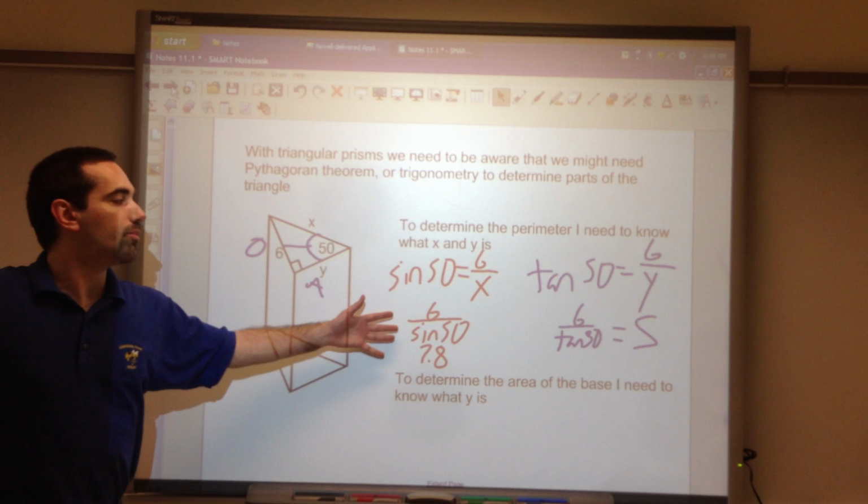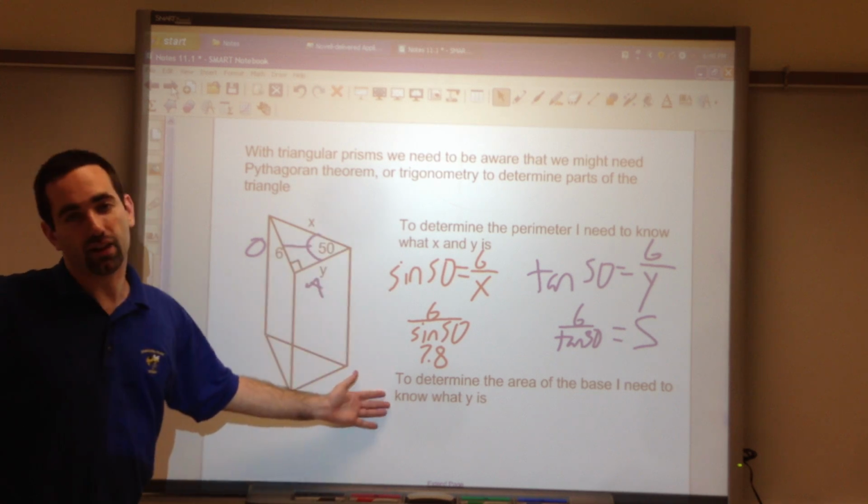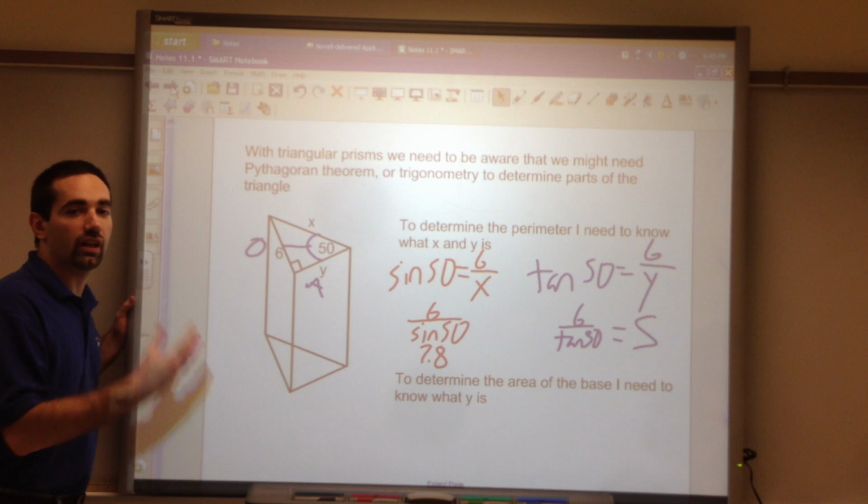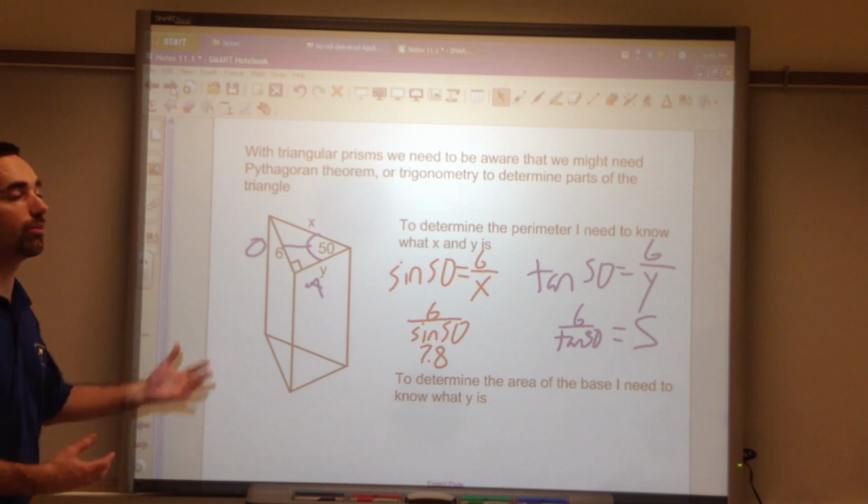So I'll need these numbers to figure out the perimeter and the area of the base. So that's why sometimes I might need to do Pythagorean Theorem or trigonometry.